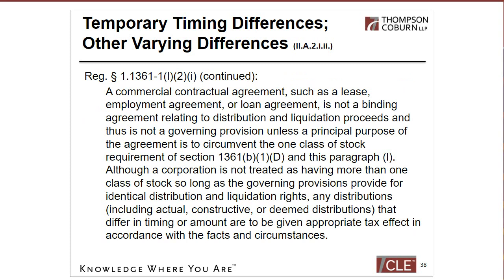And it says further that a lease or an employment agreement is generally not one of those governing provisions unless a principal purpose of the agreement is to get around the second class of stock prohibitions. So you're okay to have some things that will generate disproportionate distributions as long as that's not your intent, and as long as it's not ingrained into those governing documents. And it does say, of course, that although you don't violate the second class of stock prohibition, you still need to give appropriate tax effect for whatever consequences there are.